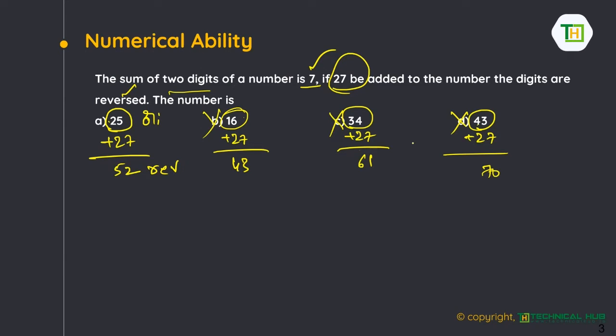The only option which satisfies the condition is 25 plus 27, which is equal to 52. 25 is the original number and its reverse number is 52. You are getting the reverse number after adding 27. That satisfies the given condition. Please note the solution, and your answer is option A. Option A is the right answer.